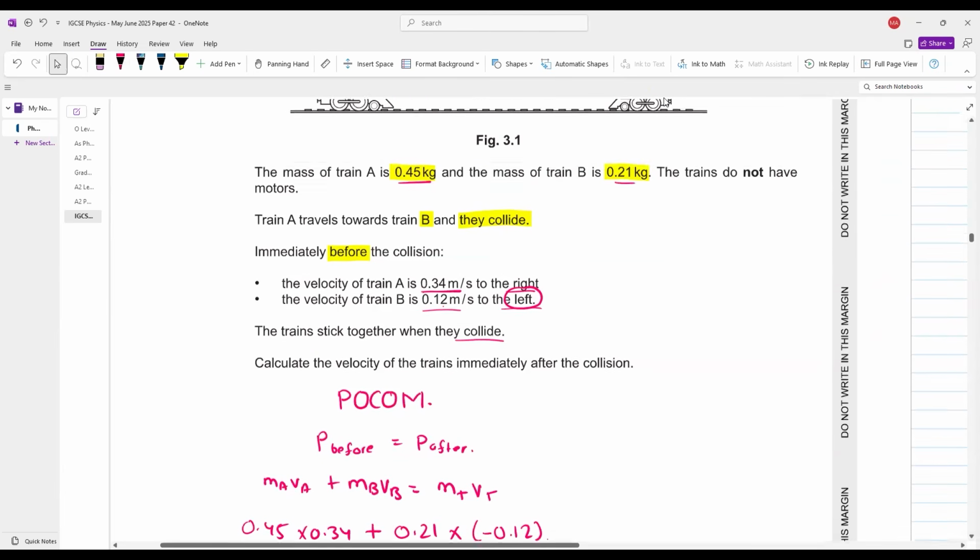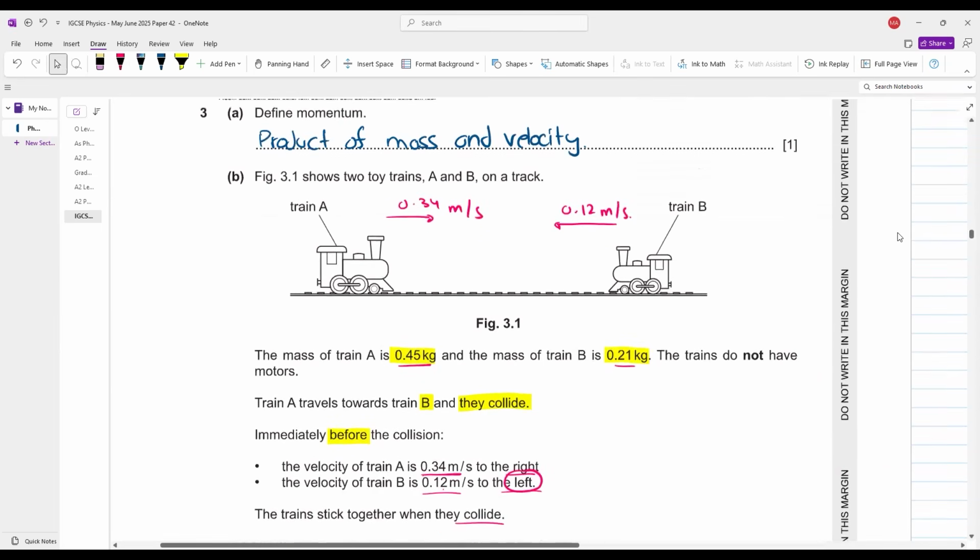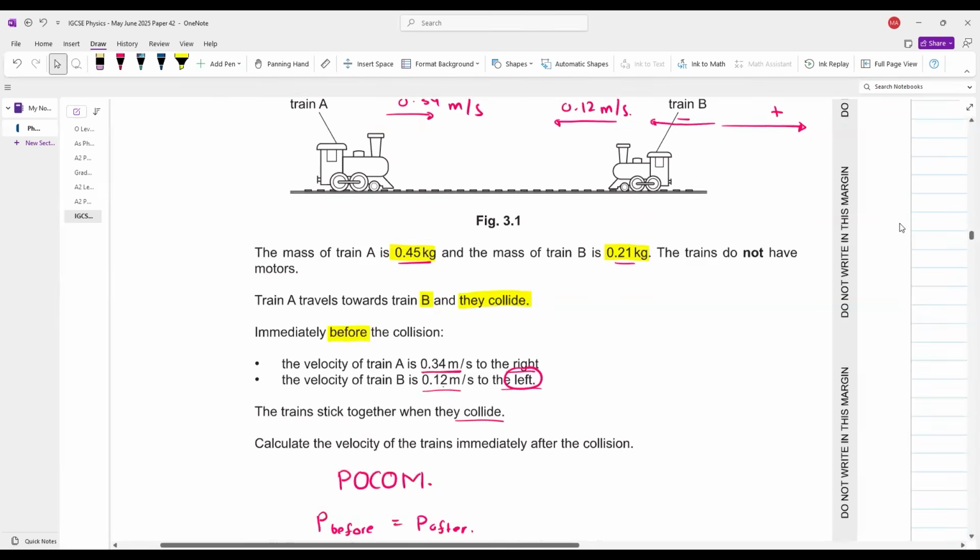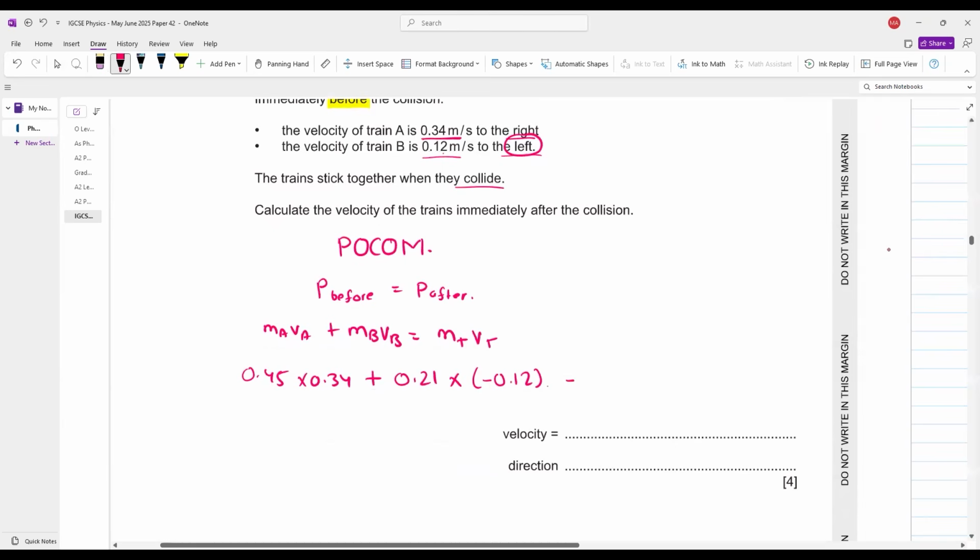0.12 towards the left. That's why it will become negative. देखो ये velocity of B towards the left लग रही है. Momentum is a vector quantity. Everything towards the right is taken as positive. Everything towards the left is taken as negative. Okay.